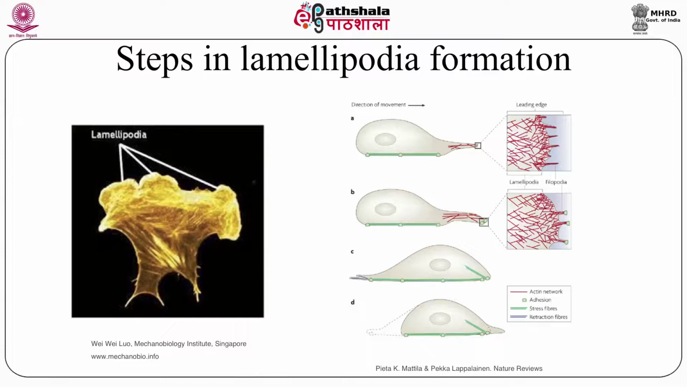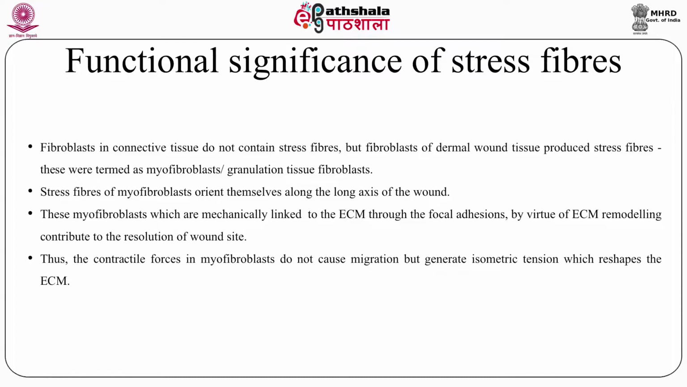These stress fibers are shown in green color, and the small circles in between the stress fibers are the focal adhesions. Panel D shows retraction of stress fibers which pulls the rear of the cell forward. Adhesions at the rear of the cell disassemble and the trailing edge retracts. Let us further understand the functional significance of stress fibers.